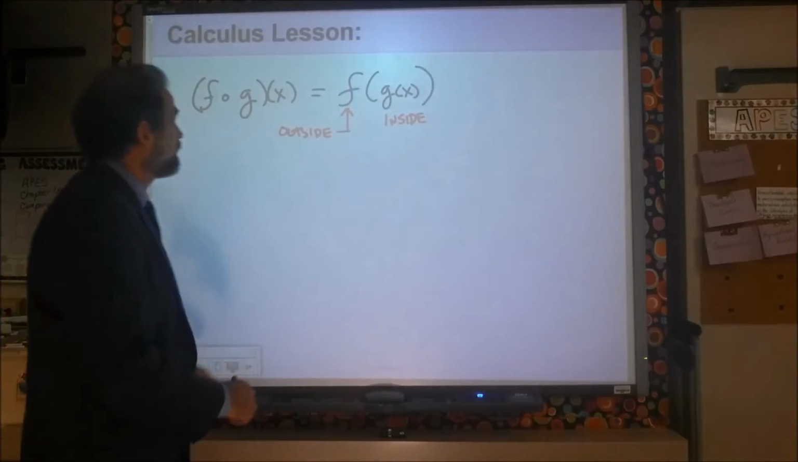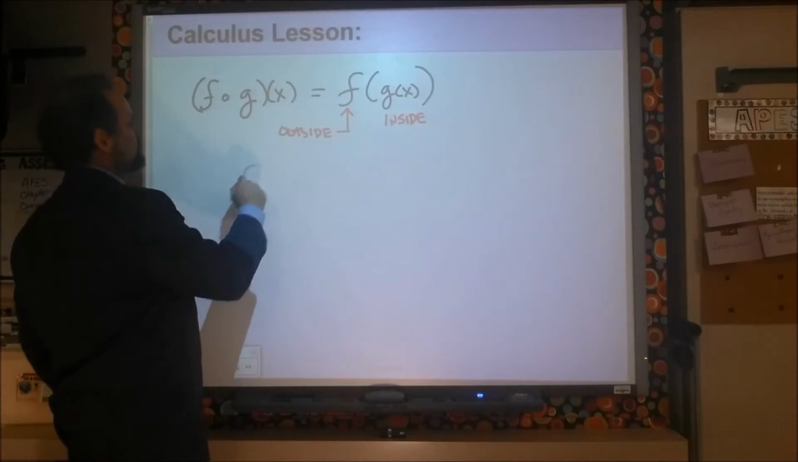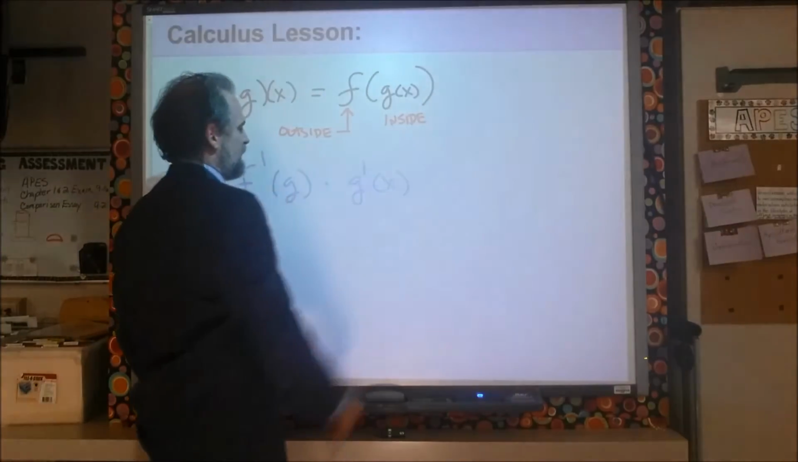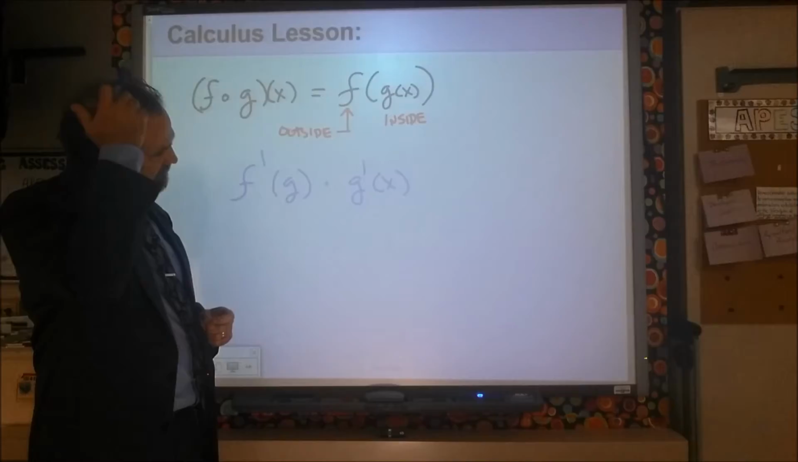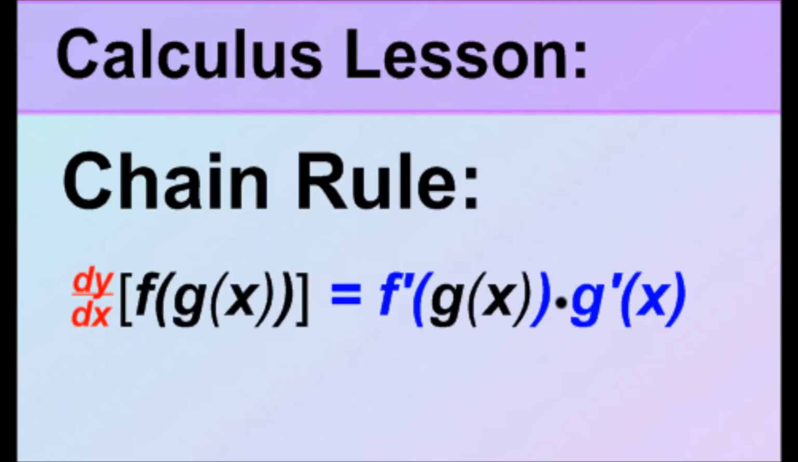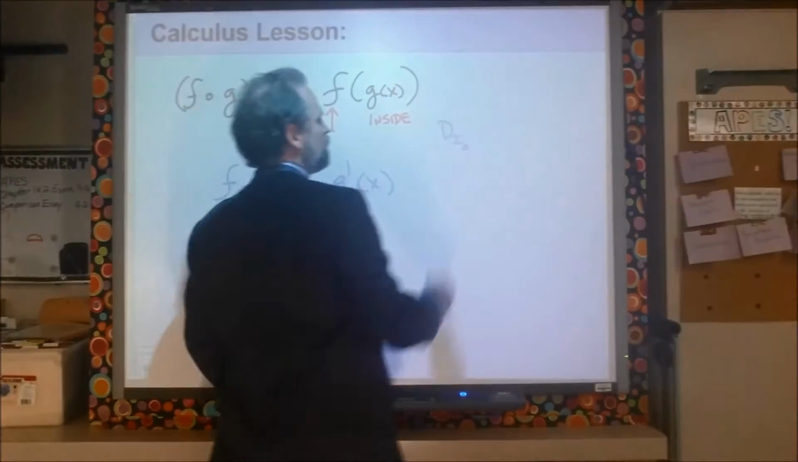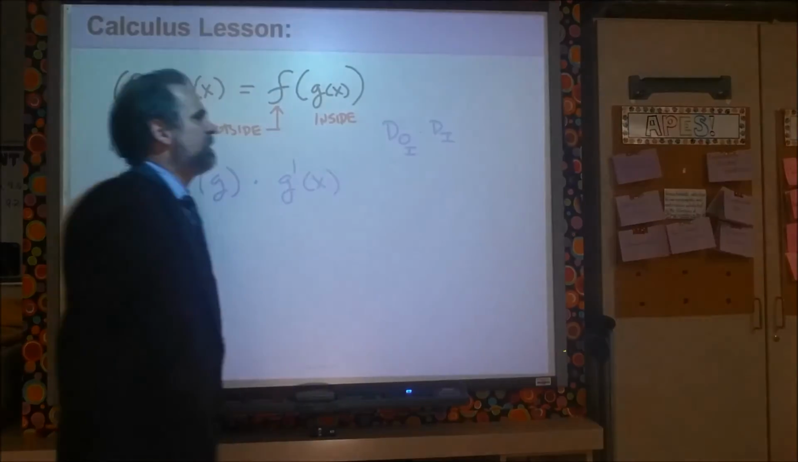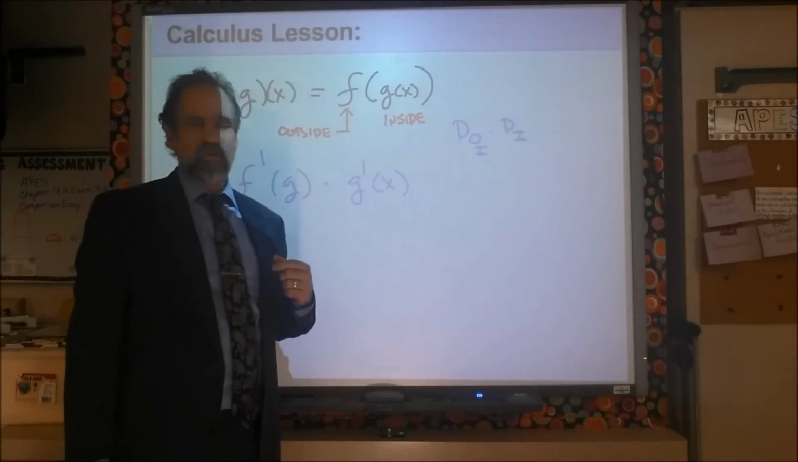So the rule is the derivative of the outside with respect to the inside times the derivative of the inside. All right? And there's no really good shorthand way. I put derivative of the out with respect to the in times derivative of the in. I mean, I don't know. However you want to do it, I just think in this case it's easier with the words.